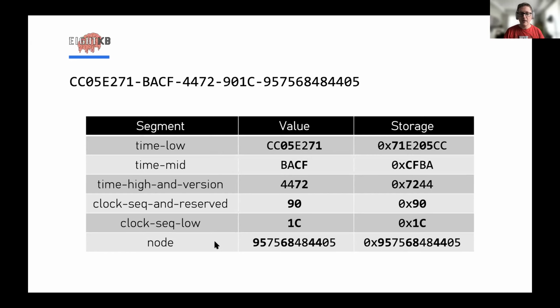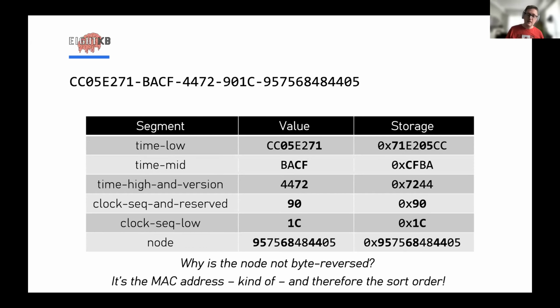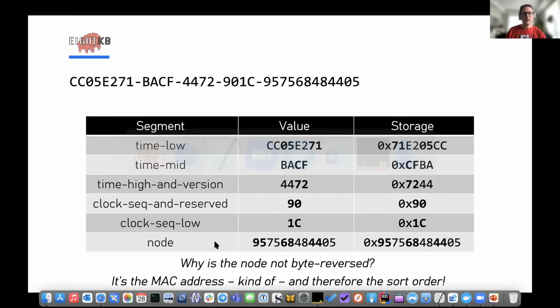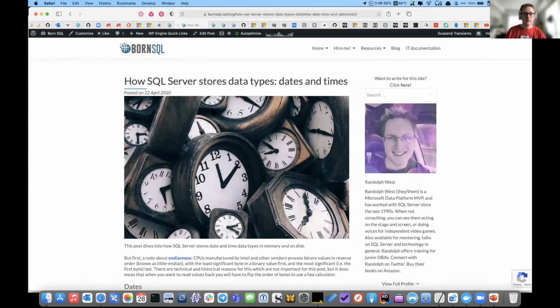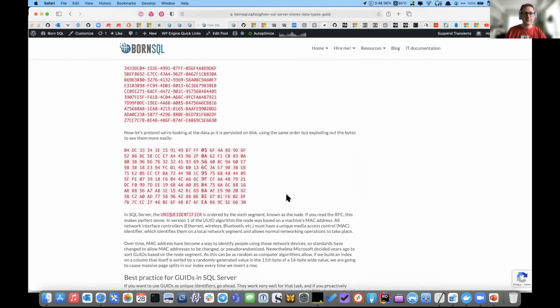Who wants to tell me why? Why is the node not byte reversed? Well, I'll tell you. It's the MAC address where it used to be. And that's why it's the sort order. Huh, the sort order, I hear you scream. How is that possible, Randolph? Well, it's true.